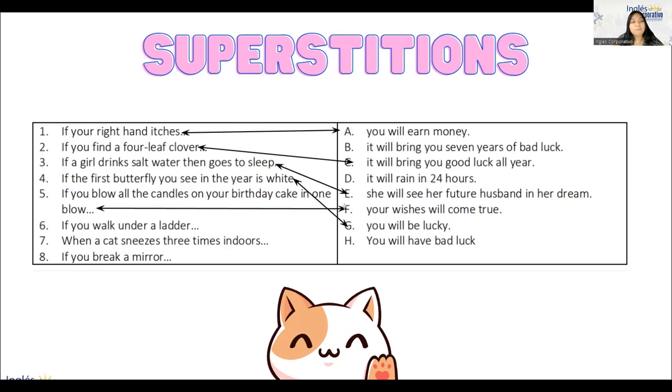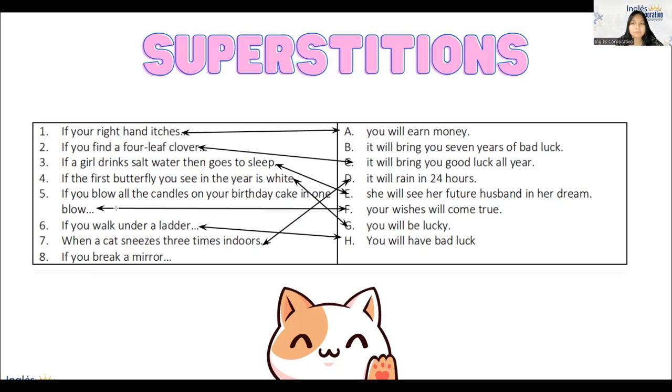Number six, if you walk under a ladder, what will happen? You will have bad luck. People say that you will have bad luck. I'm not sure. Okay, what about number seven? When a cat sneezes three times indoors, it will rain in 24 hours. Yeah, people say that. That is a superstition. I'm not sure if it is true or not, but the thing is that they say that.